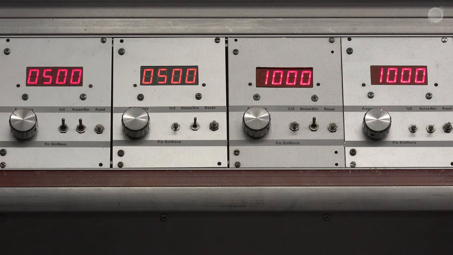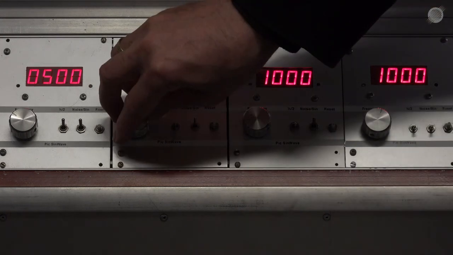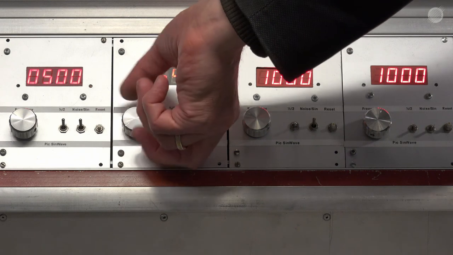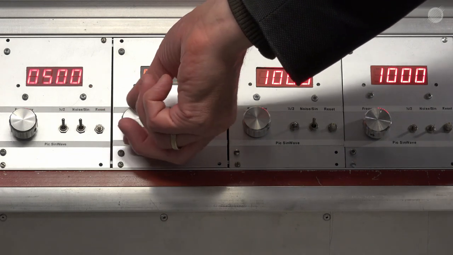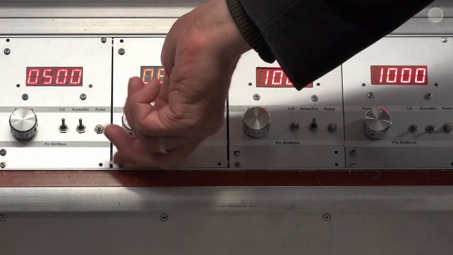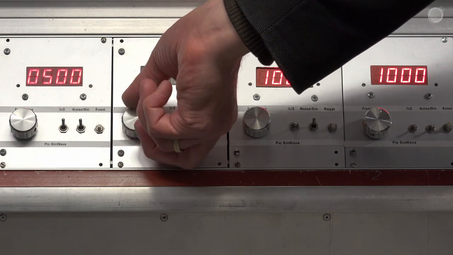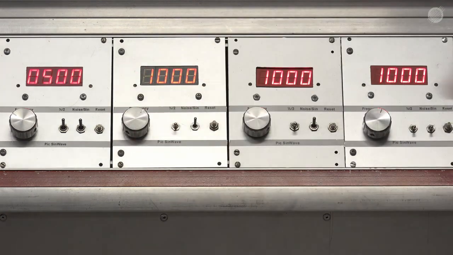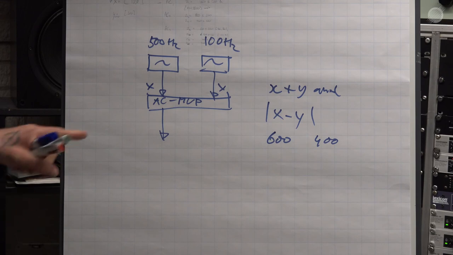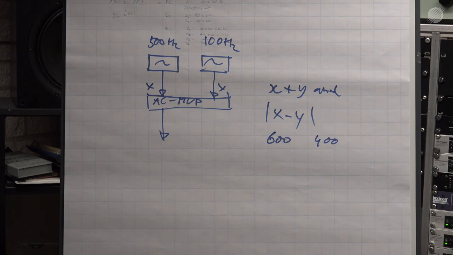So let's see if that happens. If I now bring up the second one further, I should start to hear two frequencies, which both are going up. Yeah, there it comes again. So 500 and 1000 is 1500, and 500 minus 1000 is minus 500, which we hear as 500. So this demonstration showed that what I wrote on the board is actually true.